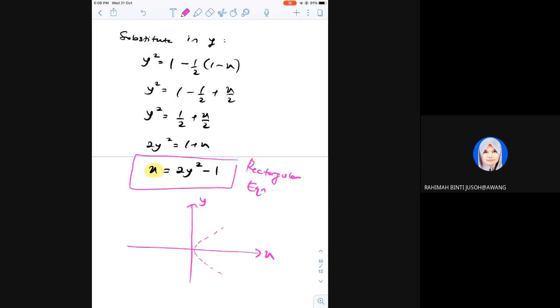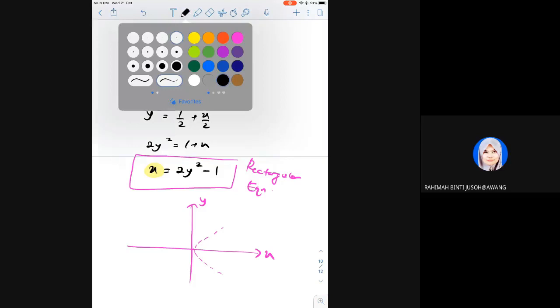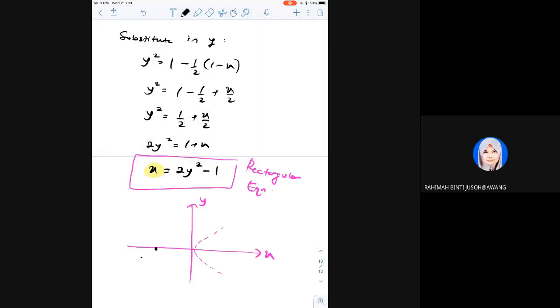Tapi dia ada minus 1. So minus 1 dekat paksi x dia belah mana? Kiri ke kanan? Negatif. Ya. Kiri. Kanan. Sini. Okay. So that's your graph.